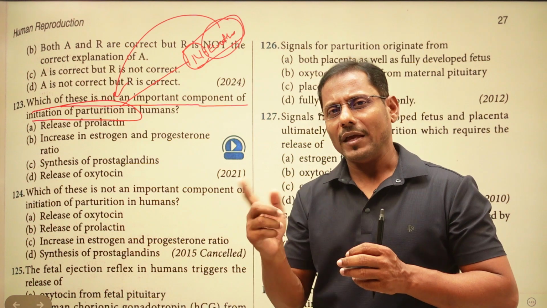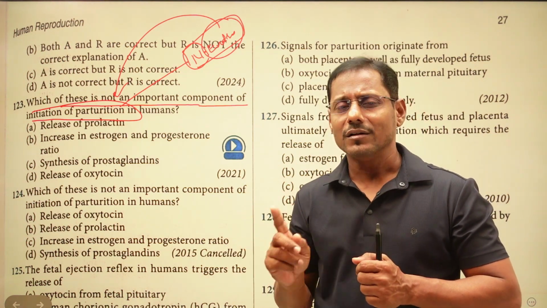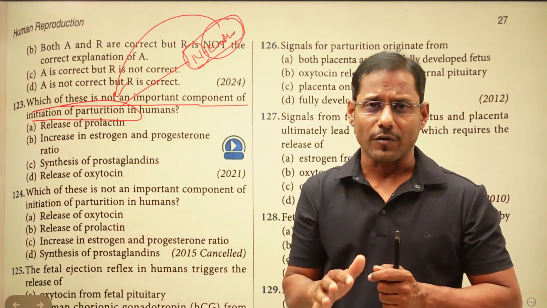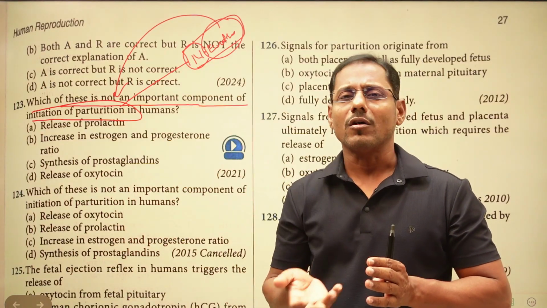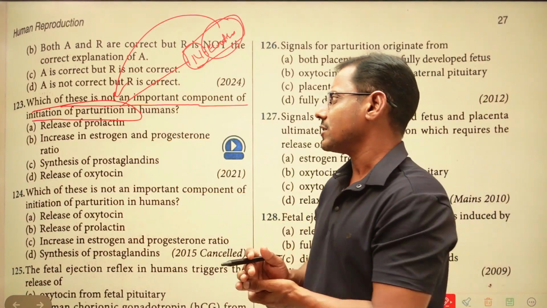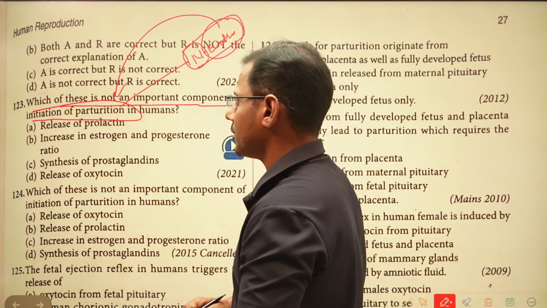At the same time, if strong contractions occur in the uterus, more oxytocin is released from the posterior pituitary. So even stronger contractions occur in the uterus walls, and as a result the delivery occurs. Let us see the options for initiation of parturition in humans.